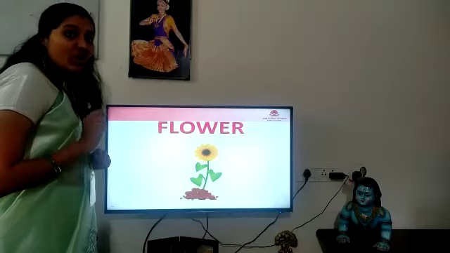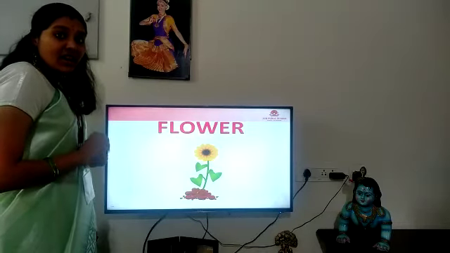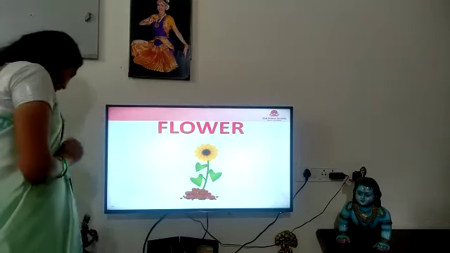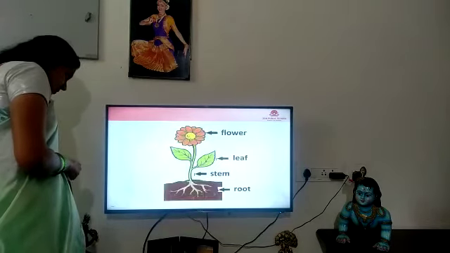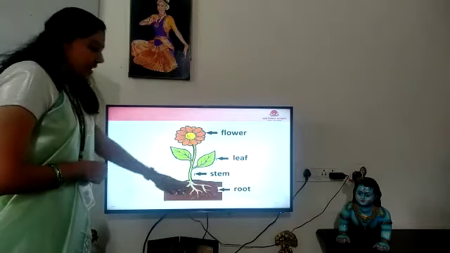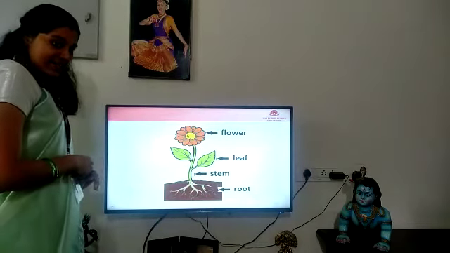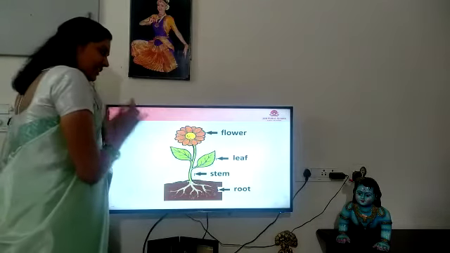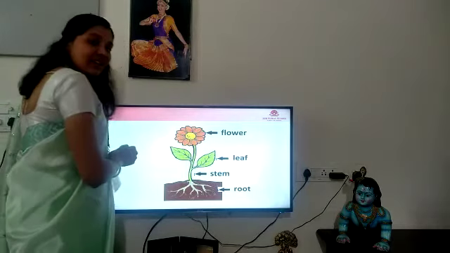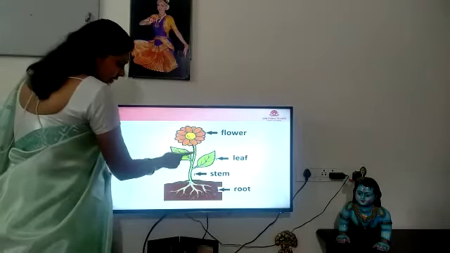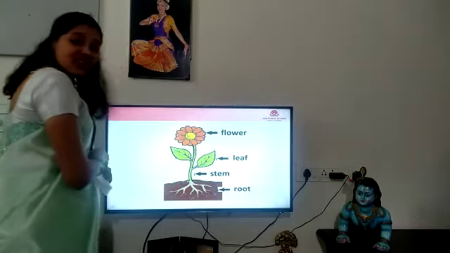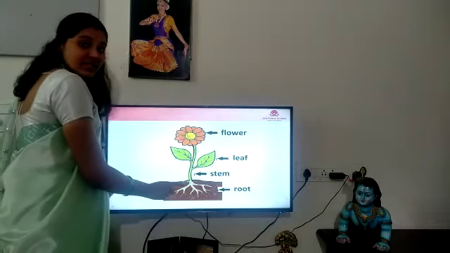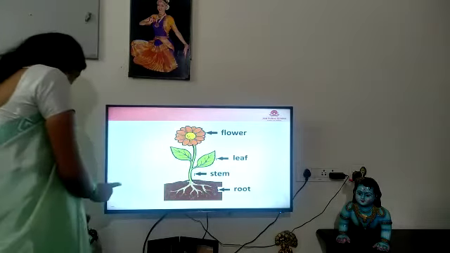Now, we are going to see parts of the plant. Are you all ready? Shall we see the parts of the plant? See, a beautiful flower is there. Okay, shall we see its parts? What is this? It is a flower. Correct. This one is a leaf. See, what is this? It is a stem. And what goes under the soil? It is the root. Shall we learn the spellings?